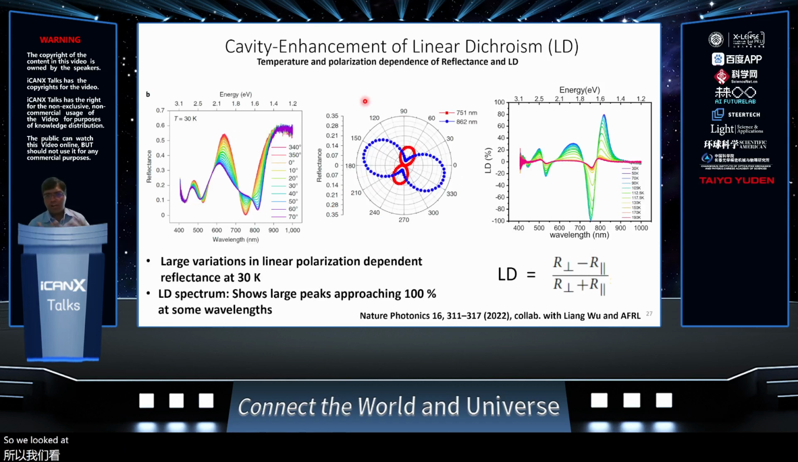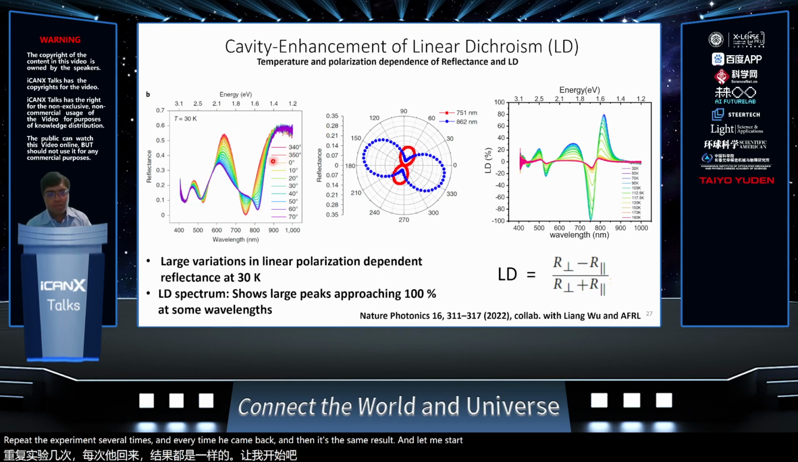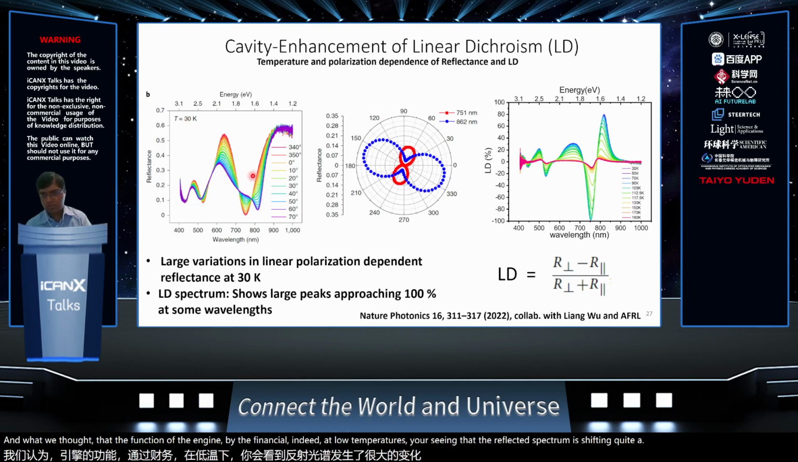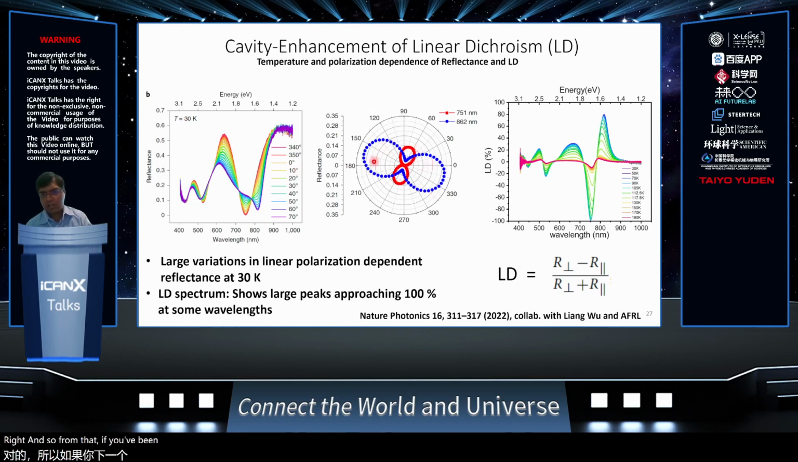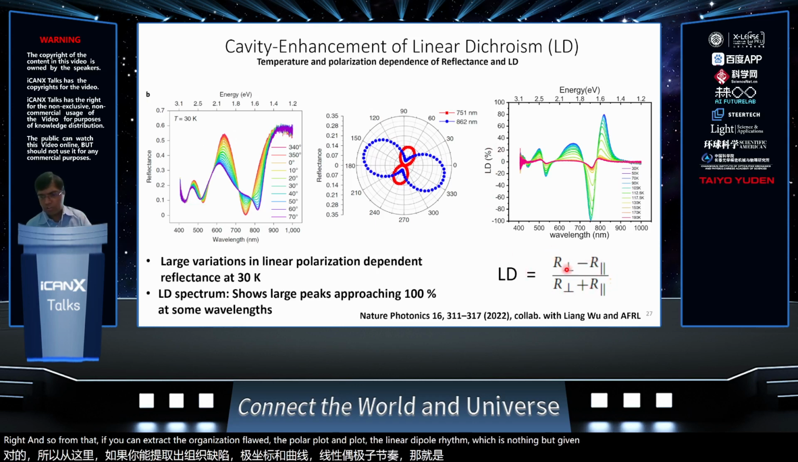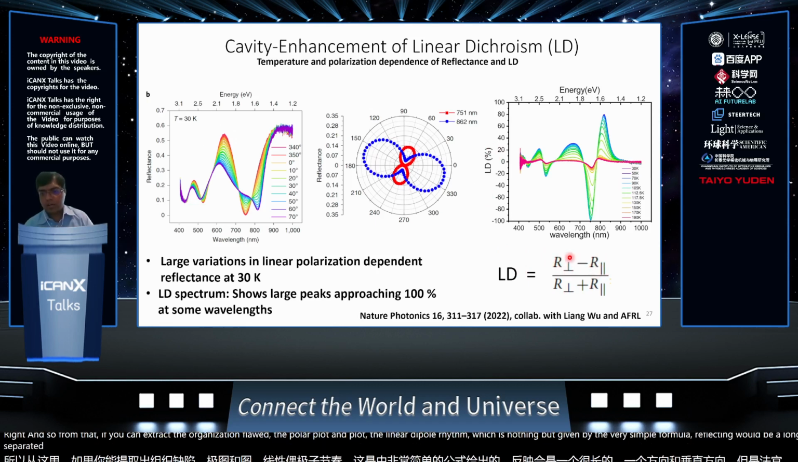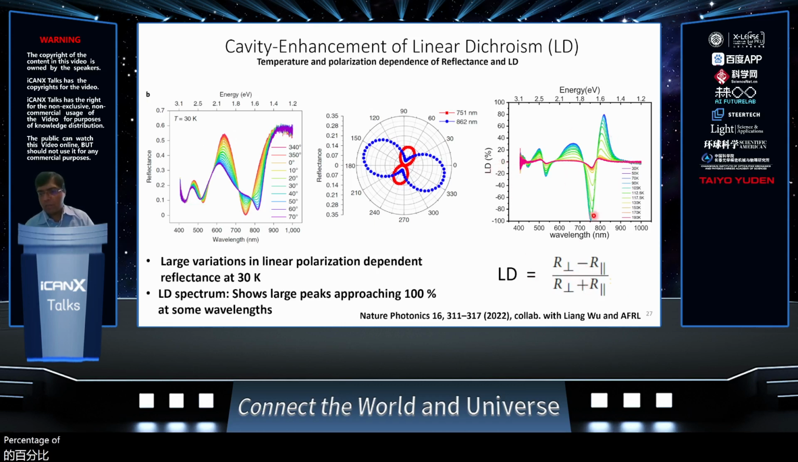So we looked at it and investigated it further. First, I didn't believe my student. I asked her to go repeat the experiment several times, and every time she came back and said it's the same result. And so we started looking at it more carefully. What we saw is that as a function of changing polarization angle, indeed at low temperatures, the reflectance spectrum is shifting quite a bit. From that, you extract the polar plot and plot the linear dichroism, which is given by a very simple formula: reflectivity along one direction versus the perpendicular direction, which should just be separated by 90 degrees. Subtraction and addition of the two, and you get the linear dichroism percentage. And we were able to reproducibly see that the percentage can approach nearly 100%.